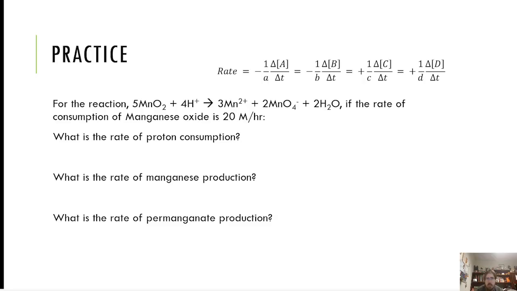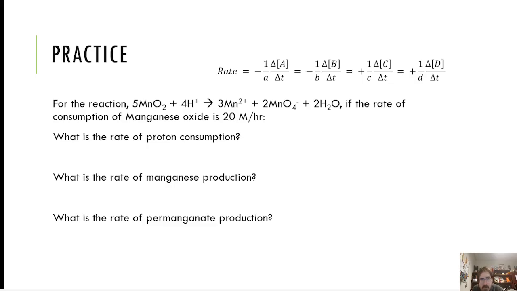But so looking at this in practice. It doesn't matter what the chemical reaction is. For any number of components, the relative rates are going to be equal to the inverse coefficients. So for a reaction, 5 manganese 4 oxides and 4 protons react in an oxidative fashion to form 3 manganese 2 ions, 2 permanganate ions, and 2 water molecules.